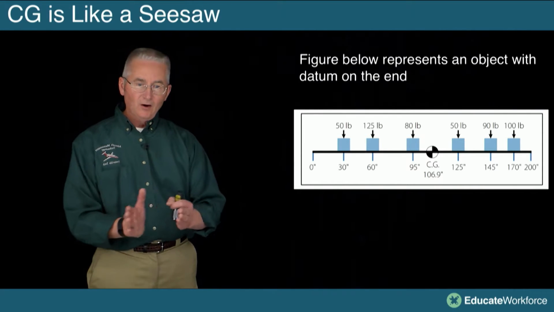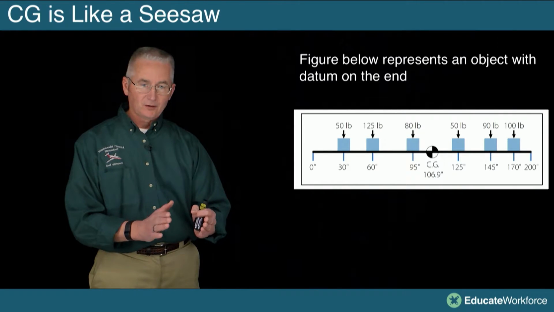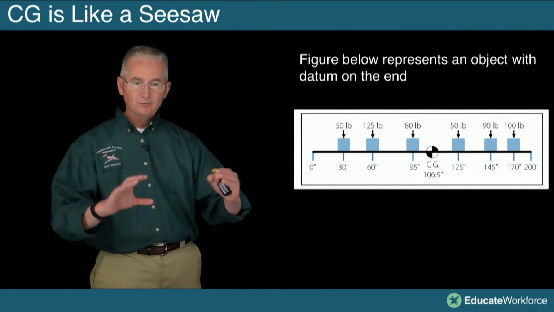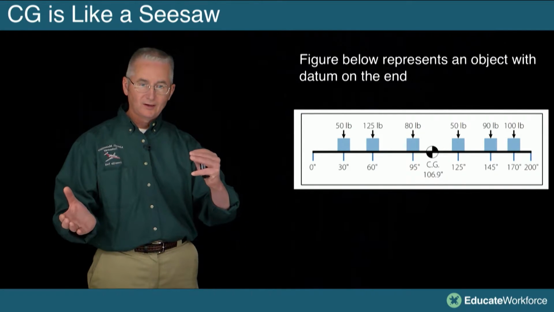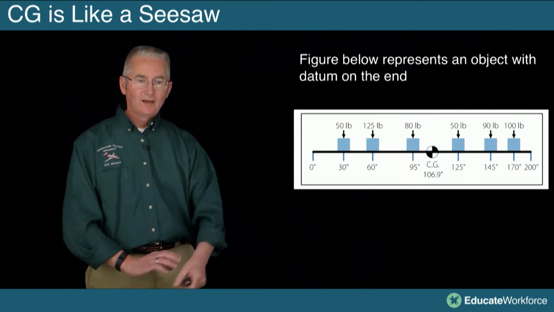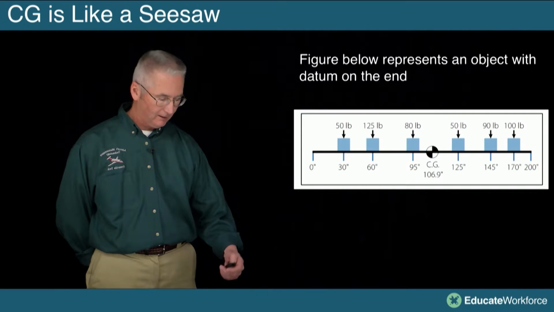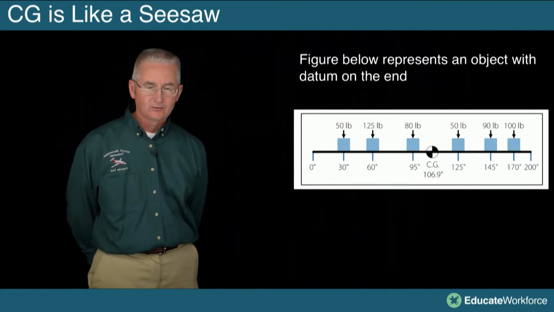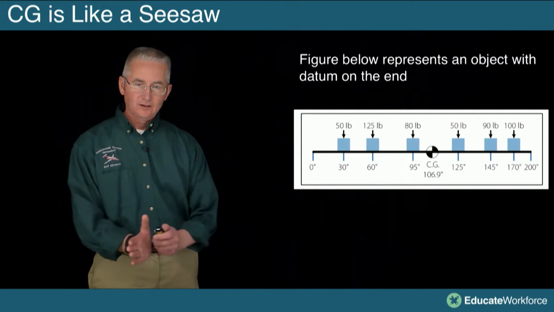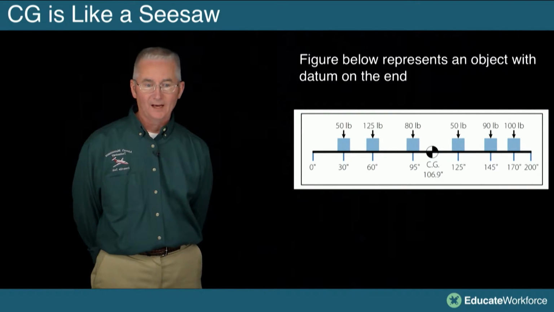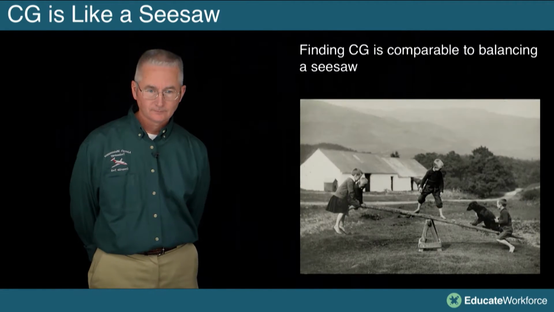But if we calculate the moment of this airplane to the left side and to the right side of that center of gravity, you're going to find that the moment numbers actually equal out, and that particular balance beam would actually balance at the 106.9 inches from 0. That's where it would actually balance. And it would stay balanced until we added weight or subtracted weight.